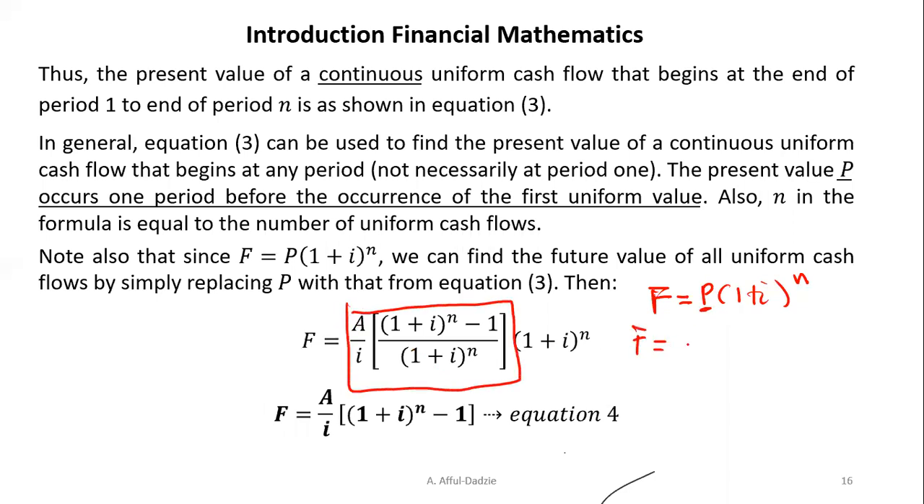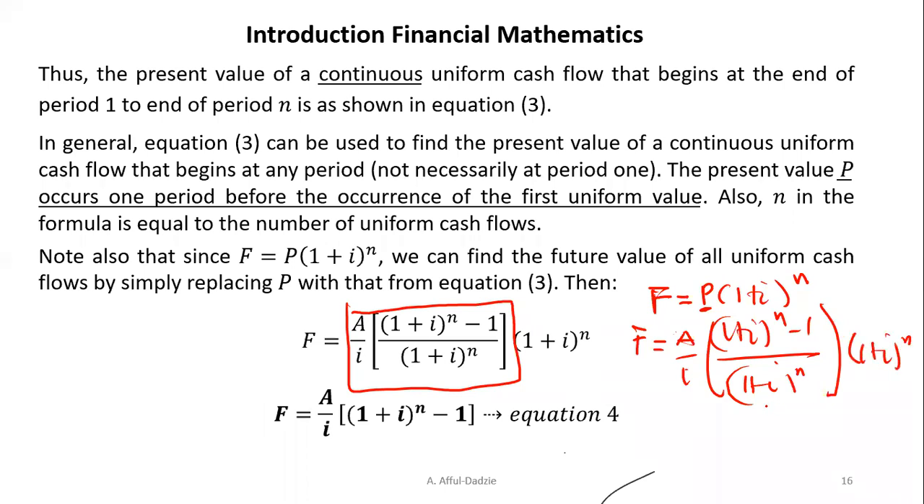So we are representing the whole of P to be A over I, (1 plus I to the power n minus 1) over (1 plus I to the power n). Then all of this is P. What is left is I plus I to the power n, so we cancel out this one. Again, not really interested. For the future value, you are left with just this.